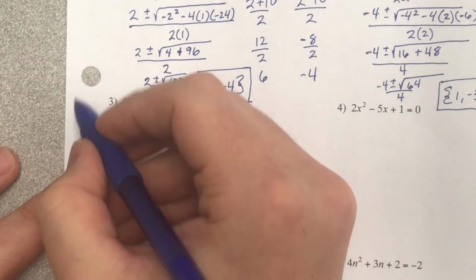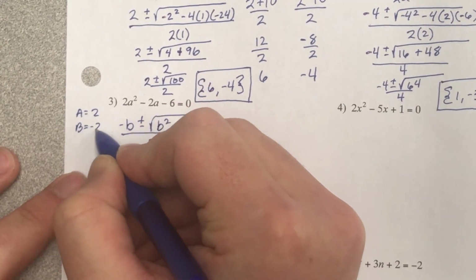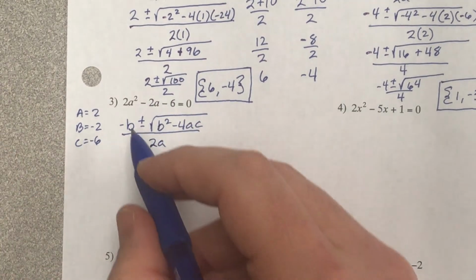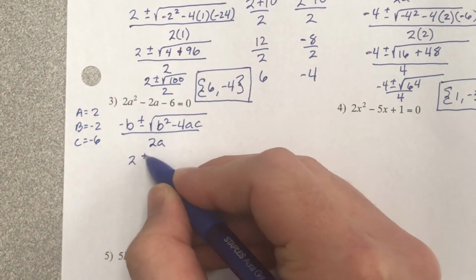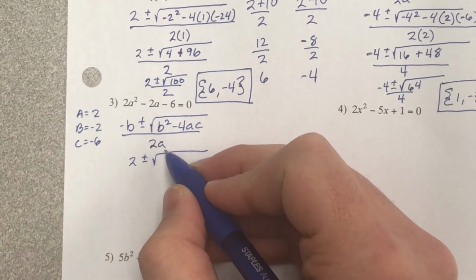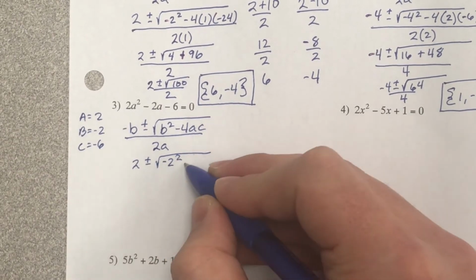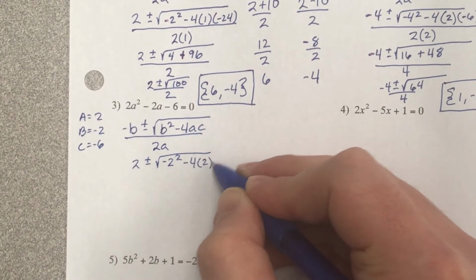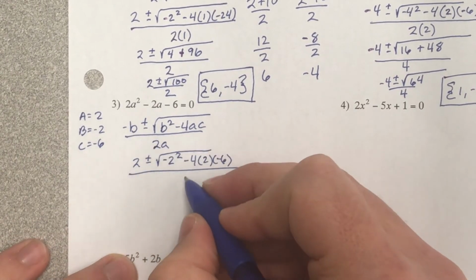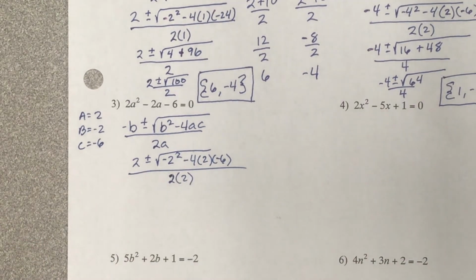So we say the opposite, or let's go ahead and label them. A is 2. B is negative 2, and C is negative 6. So the opposite of B is 2. 2 plus or minus the square root of B squared. B would be negative 2, so negative 2 squared minus 4 times 2 times negative 6. And that's all over 2 times A. 2 times A is 2 times 2. We'll go ahead and put 2 times 2.